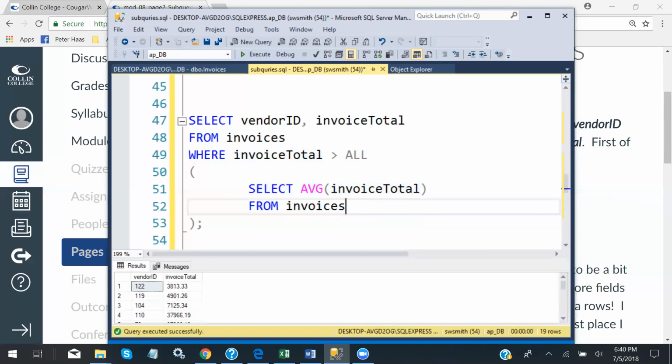Yes. Okay. And when it is like that, you can say greater than, less than, equal to. But it is best if you say, instead of equal to or not equal to, you say in or not in. And instead of greater than, you say greater than all, less than all. And if it's just one record, that's fine. It'll do the same thing.